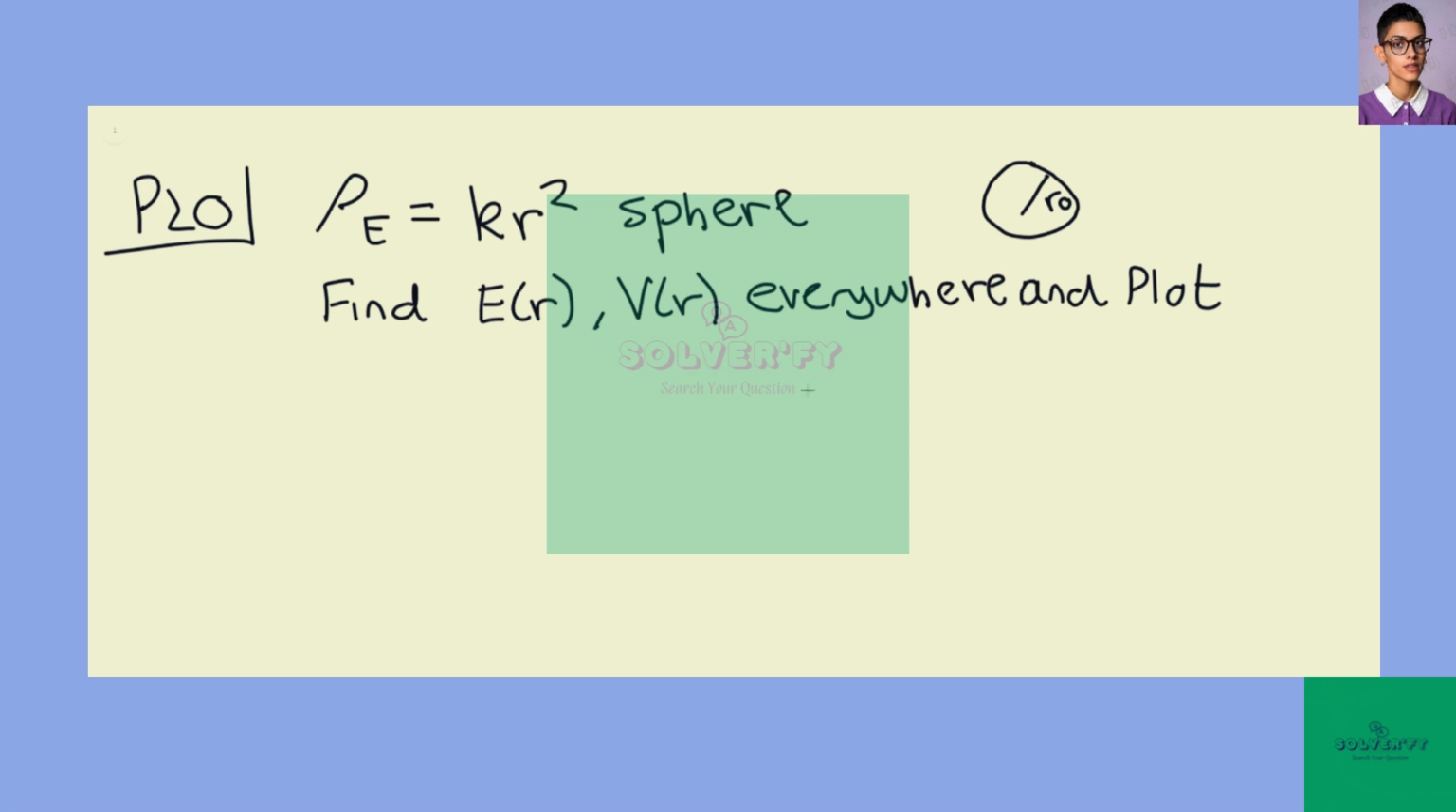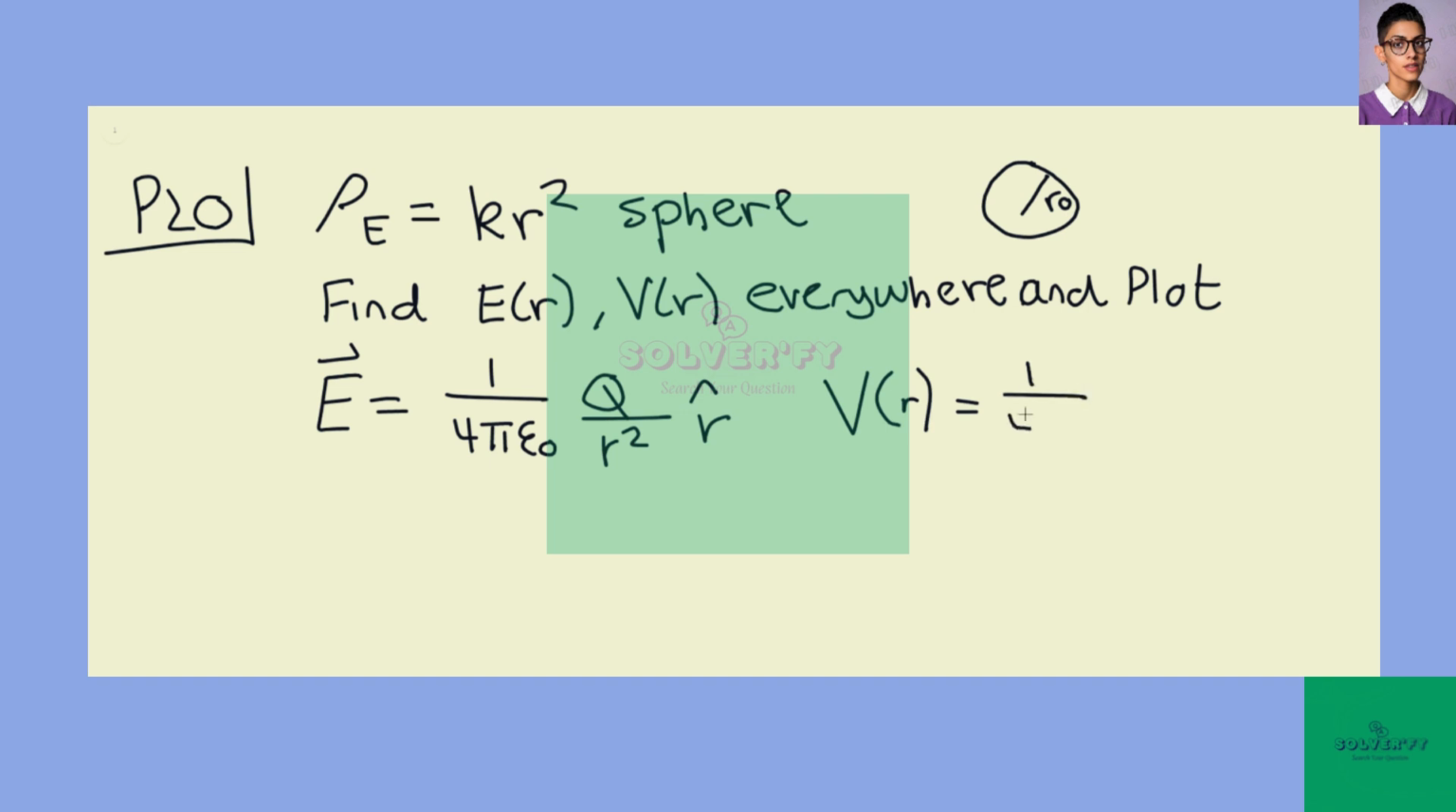We can make use of the fact that we actually know what the E field of a charged sphere is. We know that E is equal to 1 over 4 pi epsilon naught q over r squared in the radial direction. We also know that V of a charged sphere is 1 over 4 pi epsilon naught q over r. However, we don't know what big Q is exactly, and we're going to have to deal with the inside of the sphere a little bit differently. So we can start with the outside because that's probably the easiest.